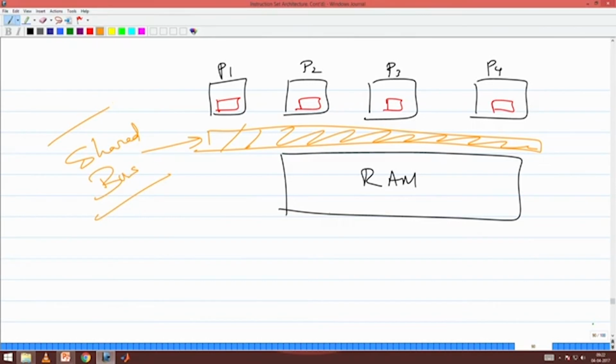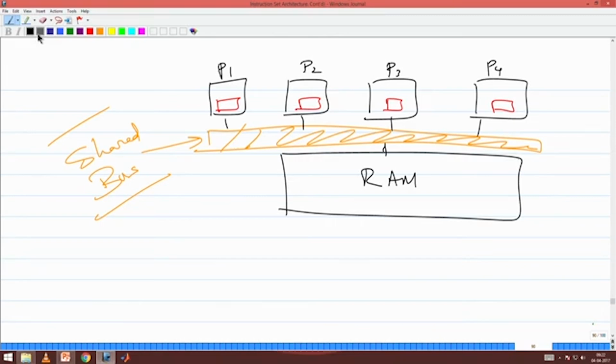Correct? They all share a common bus. Now, at any point of time, one of the processors will have control over the bus, or the bus will be allotted to exactly one of the processors. We will call that processor a bus master.